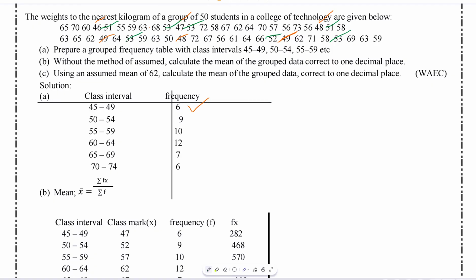Okay, this is 52. That's 52. So let's count first. Okay, so this is 1, 2, 3, 4, 5, 6. Okay, 1, 2, 3, 4, 5, 6, 7. We are looking at 50 to 54. This is 8. There should be one more there. One more, within 50 and 54. There should be one more.